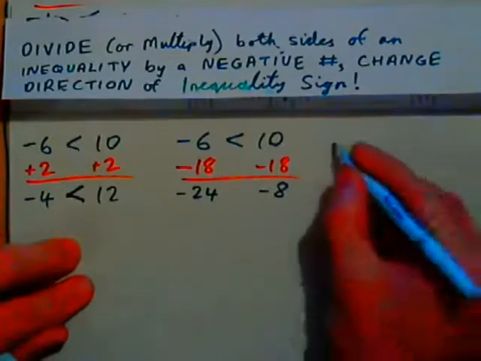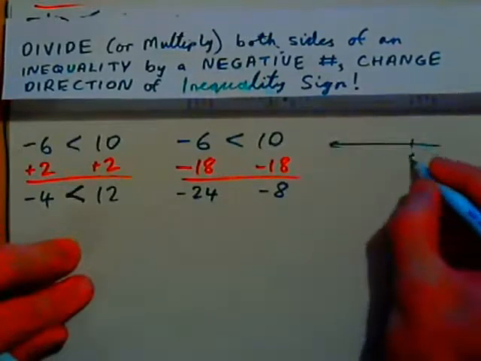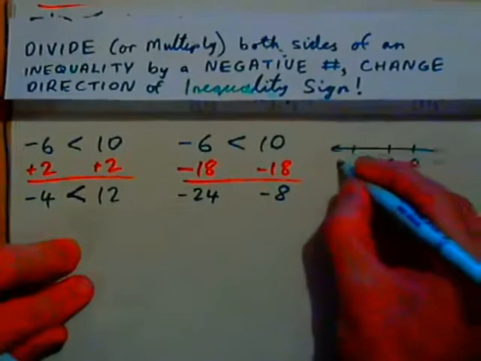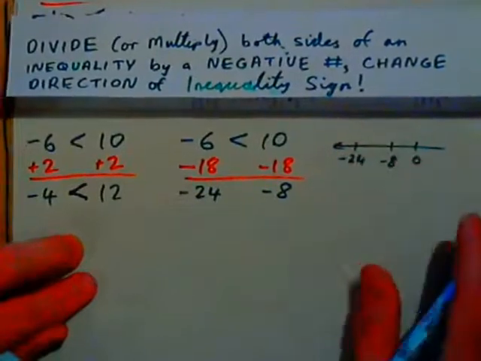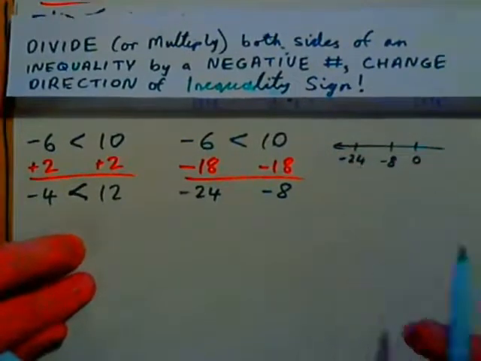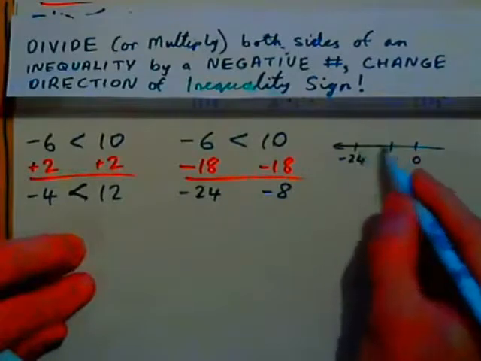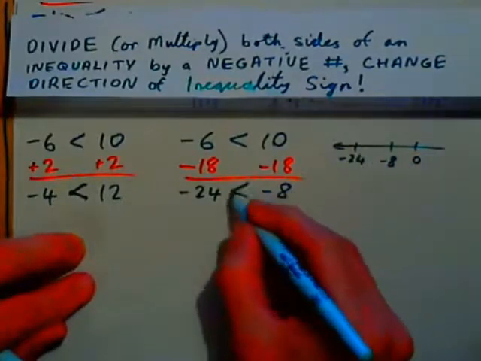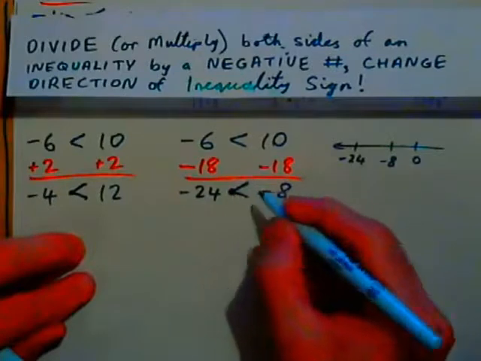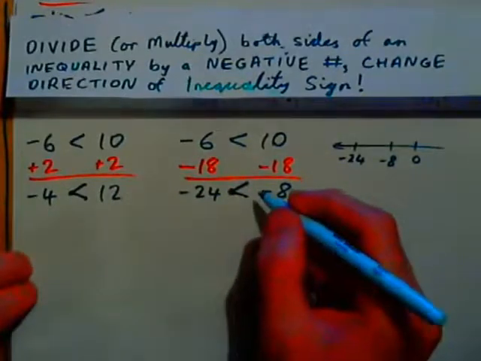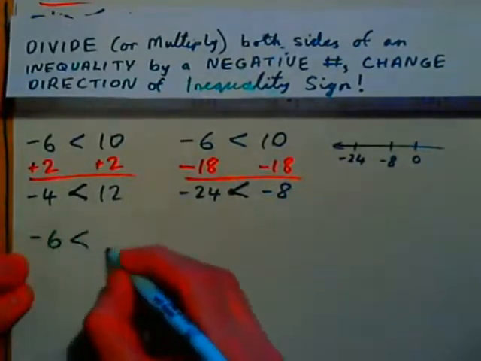Which is lesser? Think about a number line. Here's 0, here's negative 8, here's negative 24. Which is lesser, negative 24 or negative 8? Well, negative 24 is to the left, so that's less. Okay, so that's a smaller number. Negative 6 is less than 10.